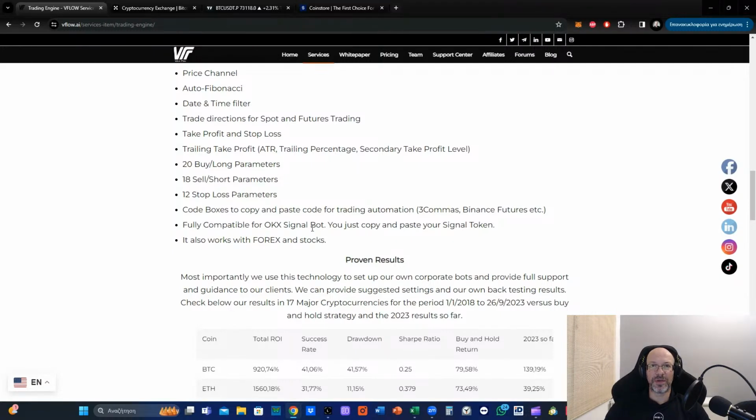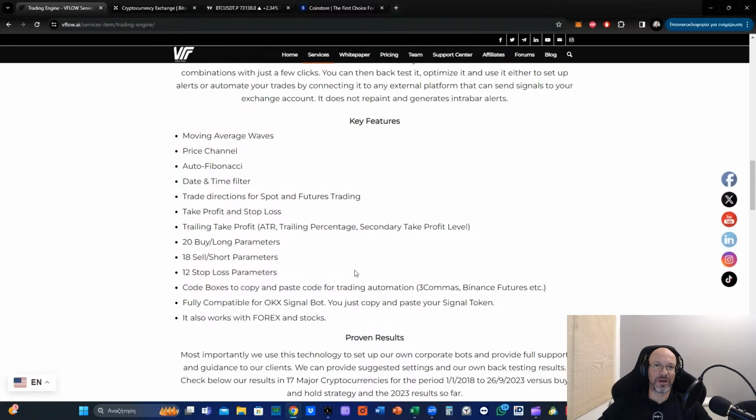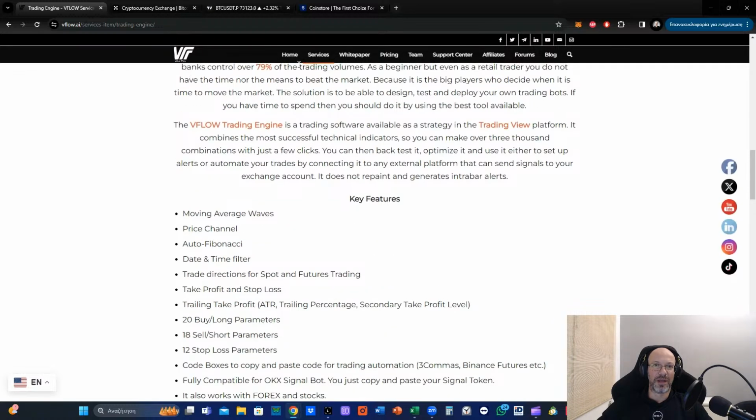Or you can always use 3Commas. We have a version for 3Commas and we have a version for OKX. You can use either of them, either to connect to 3Commas and then to Binance and Bybit, or to OKX directly through the trading engine software. Now we have some results here, but these are nothing compared to the real thing that I'm going to show you later on.